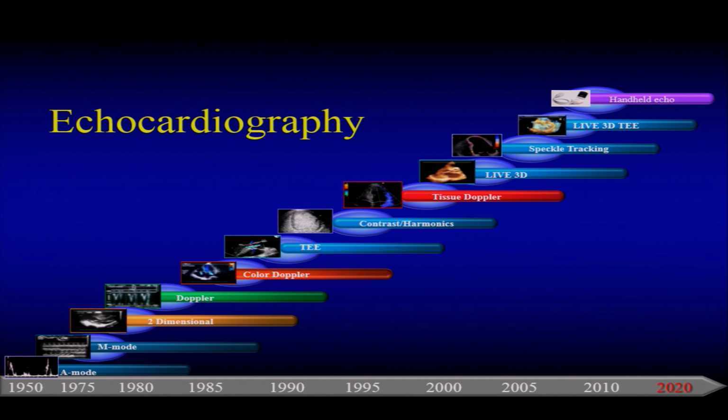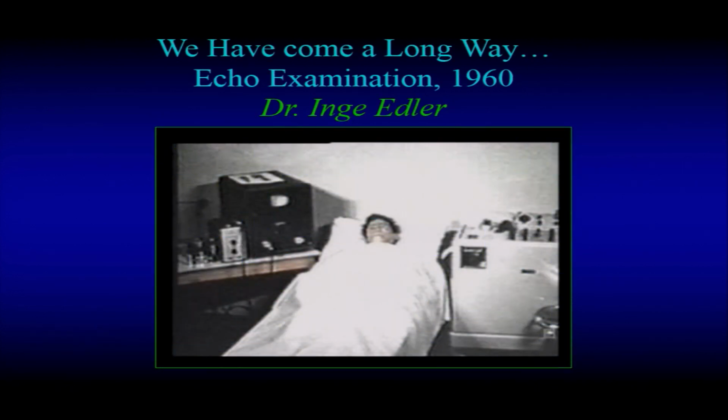It is amazing to see, from the same principle of ultrasound, where we have come from A mode to M mode, 2D, Doppler, color, TEE, contrast, harmonics, tissue Doppler, live 3D, speckle tracking, live 3D TEE, and handheld ultrasound. And I think some of the applications in between are really tremendous. And from a historical perspective, some of you have seen this, but I'd like you to see. This is Dr. Edler, the father of ultrasound, 1960, doing an echocardiogram.